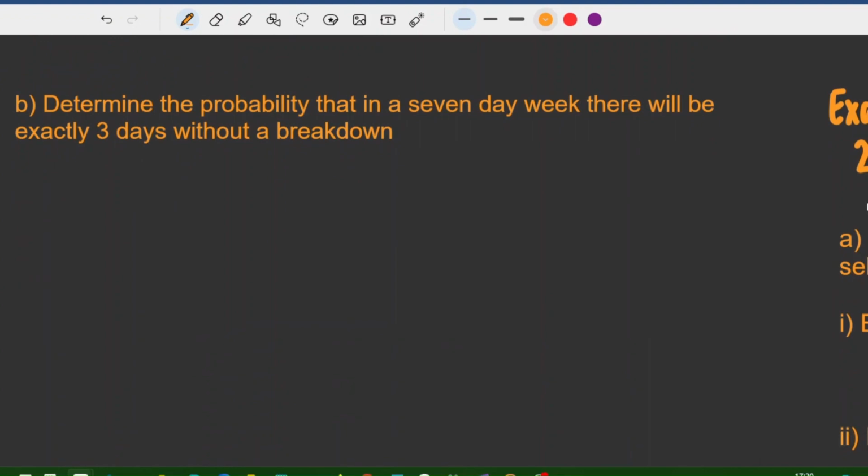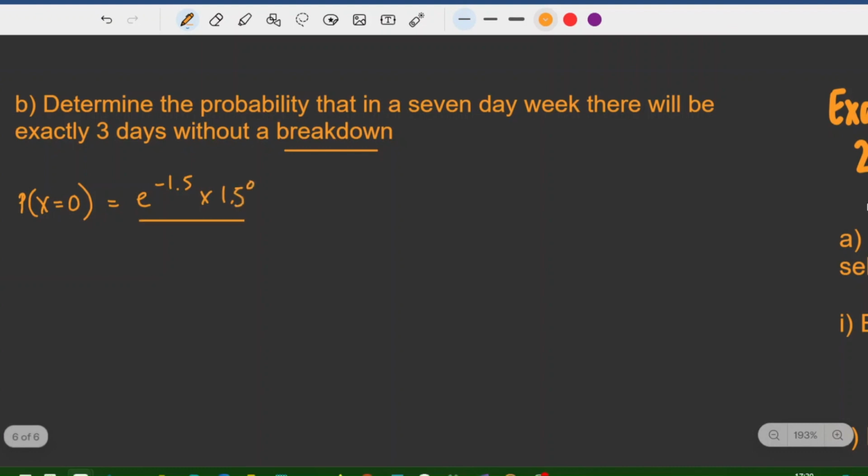Okay, the next question asks us, determine the probability that in a 7-day week there will be exactly 3 days without a breakdown. So read the question carefully. We want to find 3 days without a breakdown, and therefore we have to find the probability of there being no breakdown, which means e to the negative 1.5, as we found out earlier in the question that lambda is 1.5, multiplied by 1.5 to the 0, over 0 factorial. And this gives us 0.22313 to 5 decimal places.